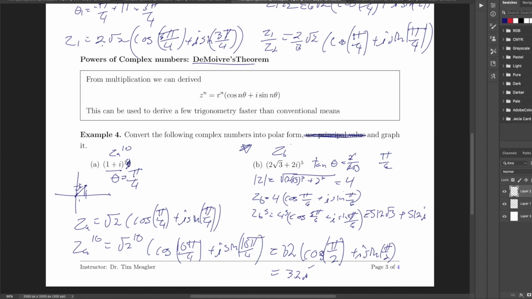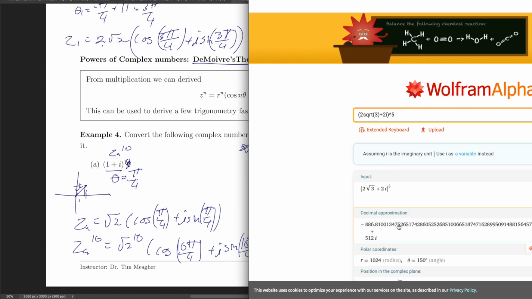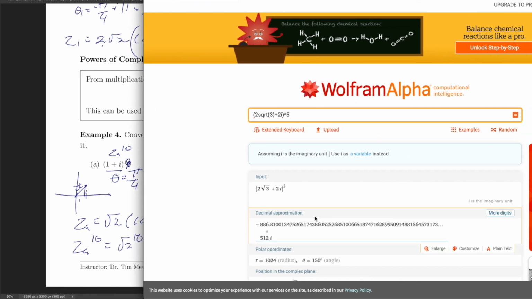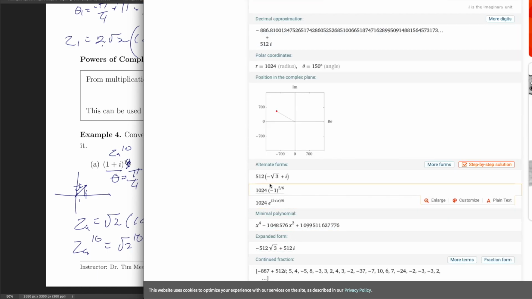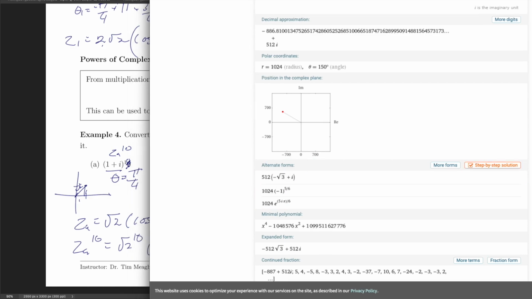Alright, so let's check it. Please check your answers. Alright, and so here I typed it in. And what do we have here? We have this. Notice even if you type it in, it gives you a bunch of garbage, so you would have to figure it out, because I'm pretty sure I'd want minus 512 square root 3, and then i. But here you can also notice it will give you an alternate form. If you look in the alternate form, it's a good way to figure it out. Alright, so that's how you do that problem.